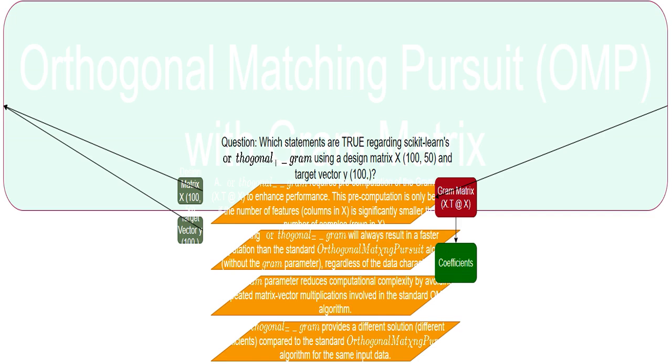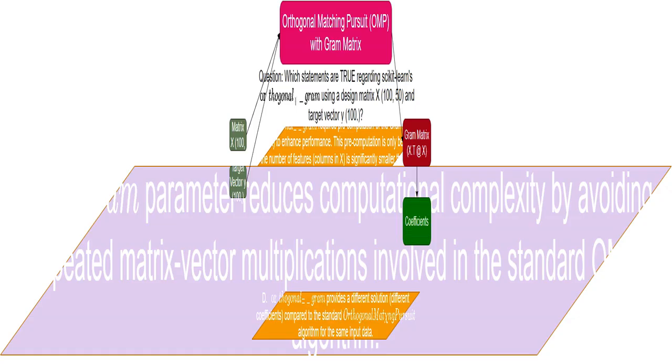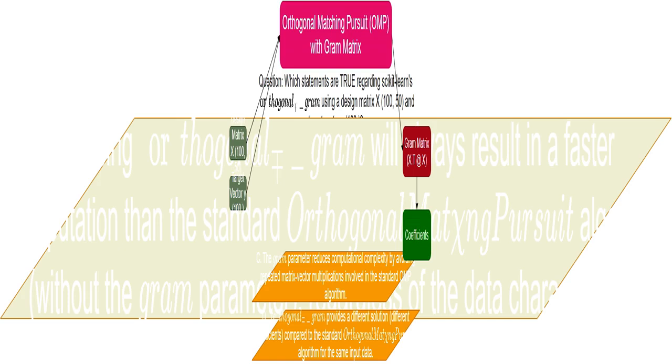The gain from this pre-computation is mostly seen when you have more samples than features, a scenario where the gram matrix is smaller than the design matrix X, thus reducing computations substantially. This is also true. Using the gram matrix avoids redundant matrix vector multiplications, making the algorithm much faster. This is the core benefit of the orthogonal_mp_gram function. This statement is false.